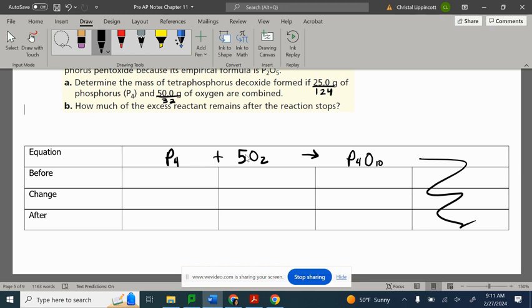So 25 over 124. So for my phosphorus, I have 0.202, and for my oxygen, I have 1.56, and 0. I'm going to add here, subtract here. I can do this cloud in my head.